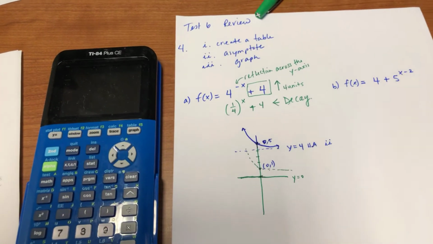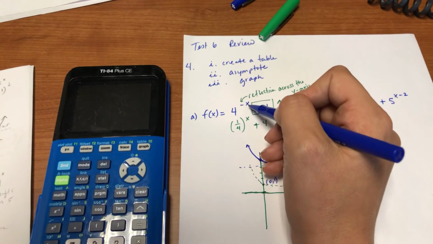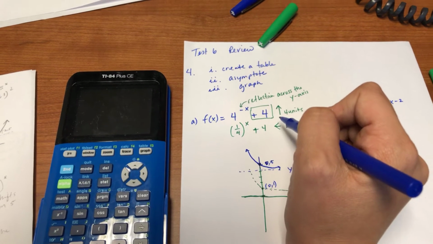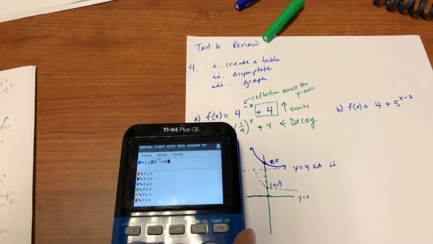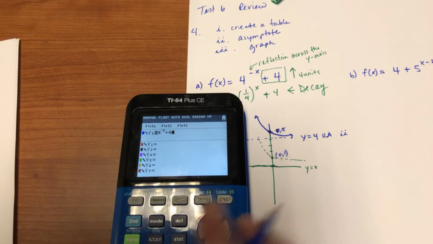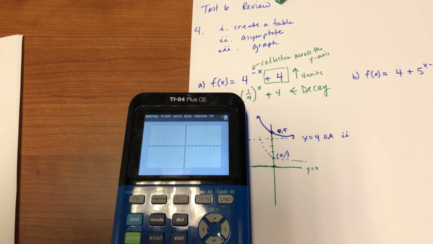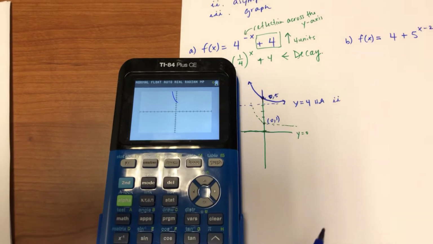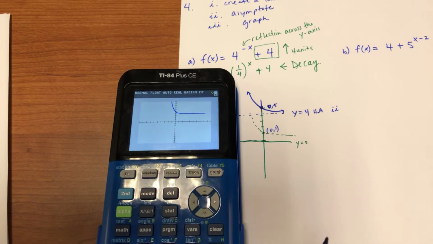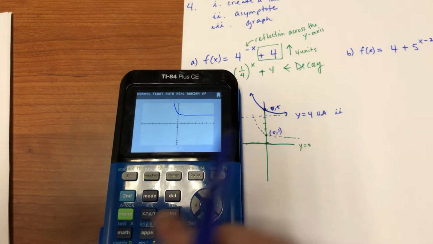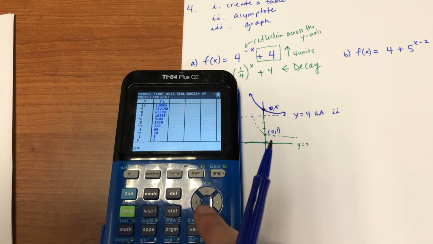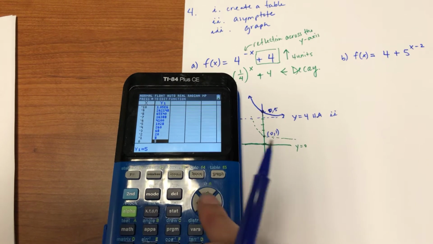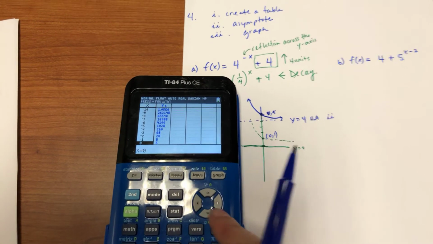As far as the table is concerned, you could plug in values and do the math, or you could utilize your calculator and get your table from your calculator. So here I've put it in. Go ahead and look at the graph and see if my rough sketch matches my image. It does. Do you see the asymptote? And then you could go to the second table and get some key points. Let's make sure my key point of 0, 5 is there. It is, so that's a good sign.